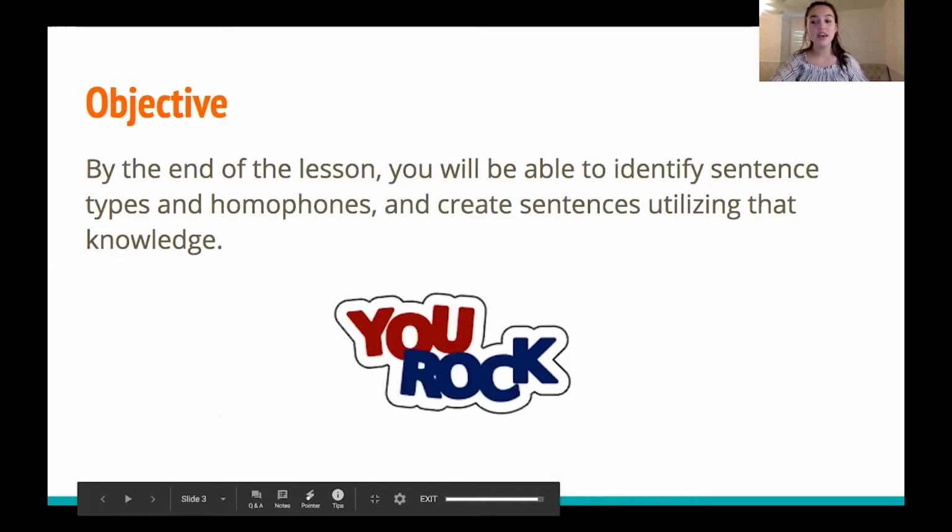Okay, so for the objective today, our objective is by the end of the lesson, you will be able to identify sentence types and homophones and create sentences utilizing that knowledge. So basically, you will be able to come up with homophones. You'll be able to tell me what type of sentence a certain sentence is, and you will be able to also create those types of sentences and maybe even use homophones in those sentences, just using all the knowledge that you have gained today. So that is our objective for the day, and we will check back in and hopefully we have met that by the end.